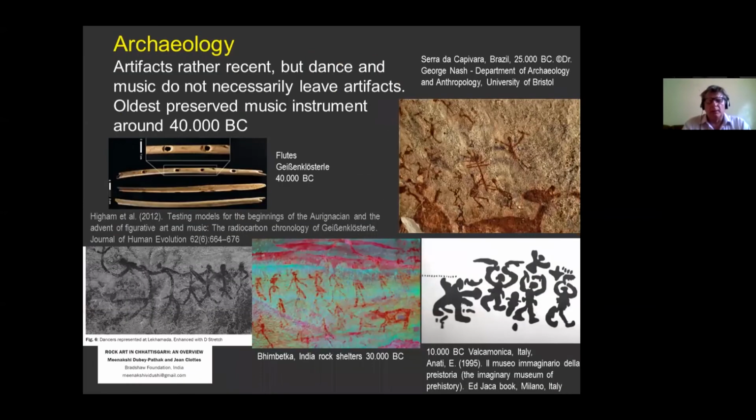If you look at proofs of musical and dancing behavior later, there are no other proofs than artifacts found in South Germany, in the Geißenklösterle, where the oldest flutes were found, and some rock art, but they are rather recent, 40,000 years ago. However, cante jondo or flamenco is done only by singing, clapping hands and stepping feet, and is a quite complicated musical tradition which doesn't need any musical instrument, so it would not leave any artifact to be found by archaeologists.